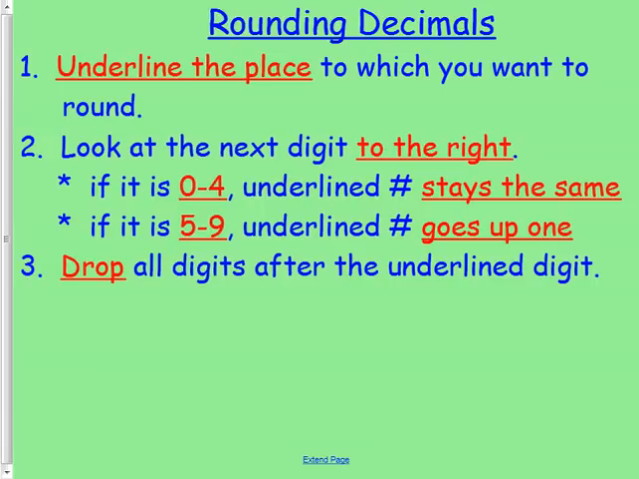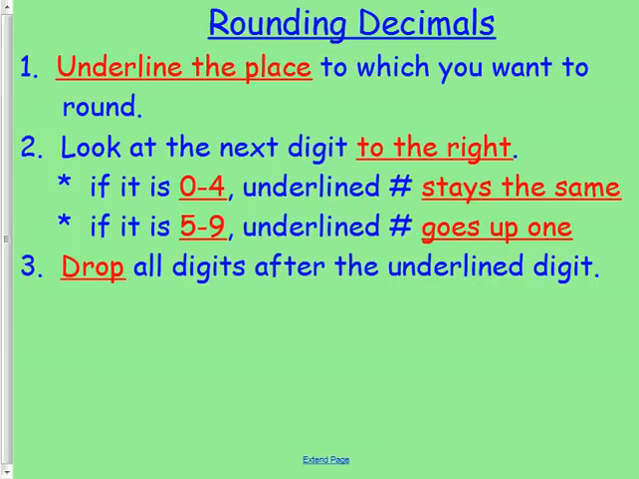So step 1 for rounding decimals is to underline the place to which you want to round. Step 2, look at the next digit to the right. That digit's important because if it is anywhere from 0 to 4, so 0, 1, 2, 3, or 4, the underlined number is going to stay the same. If that digit to the right is 5, 6, 7, 8, or 9, then the underlined number is going to go up 1. Then we drop all the digits after the underlined digit. We don't make them zeros like we would with whole numbers. That's one of the differences between rounding decimals and rounding whole numbers.